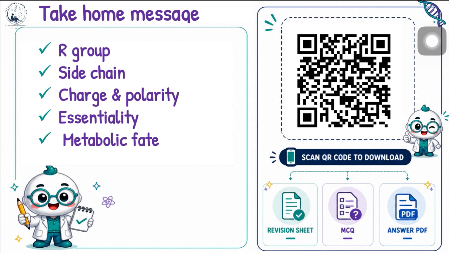So the take home message is the four main classifications based on side chain or R group, based on polarity, essentiality and the metabolic fate.